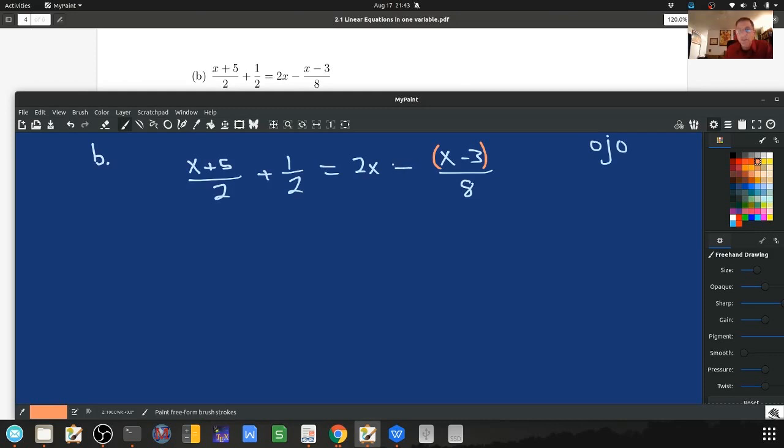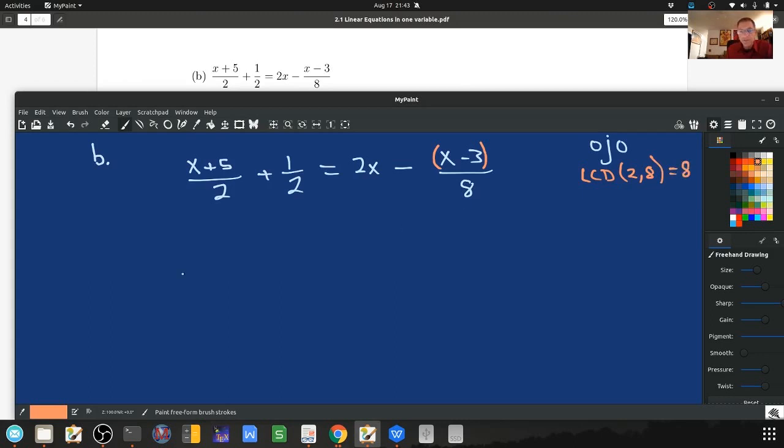So that's the first thing you notice. Here I'm subtracting a fraction whose numerator is a sum or a difference. So that's the first thing we do. The second thing we do is we find the LCD of the denominators, and that's 2 and 8. And whenever you have the LCD of two numbers, if the smaller of the numbers divides the larger, then the answer is always the larger.